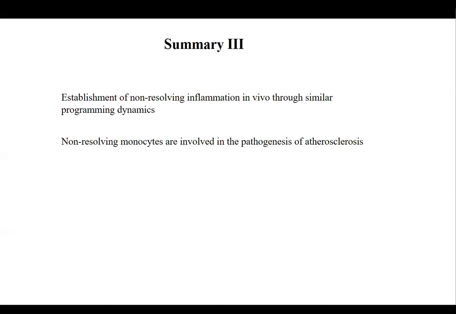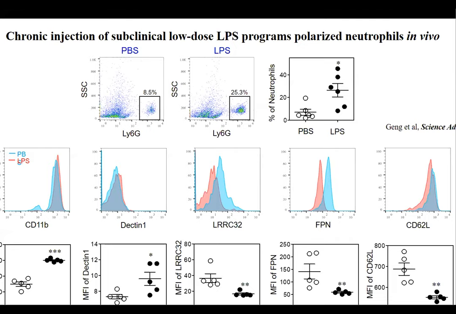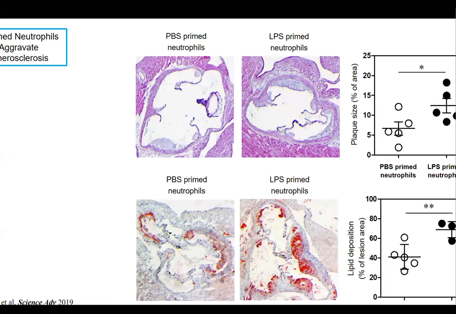Perfect. We also demonstrate that this happens not only in monocytes, but also in neutrophils. If we inject super low dose endotoxin LPS in mice, we also polarize neutrophils. We see increased expression of CD11b and Dectin-1, but reduction of LRRC32 and FPNs in neutrophils. We can also demonstrate that if we just inject these ex vivo programmed neutrophils with LPS into the mice, that is also sufficient to drive this atherosclerosis aggravation.